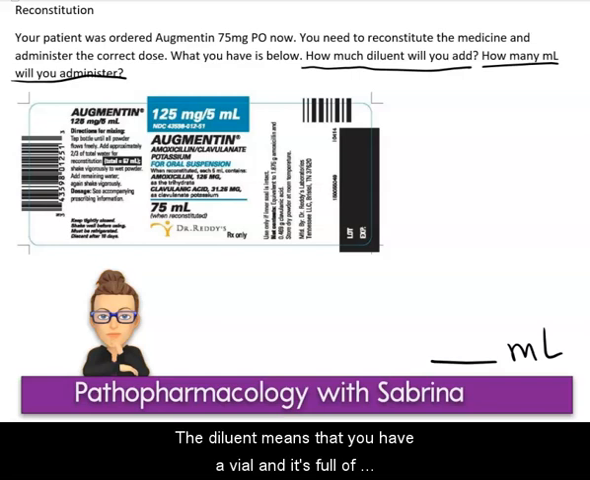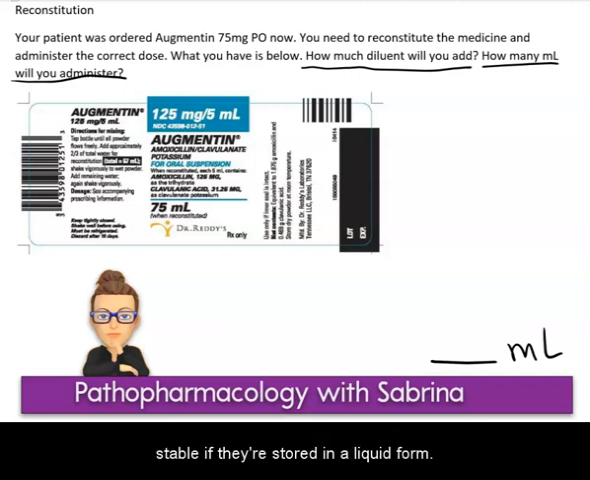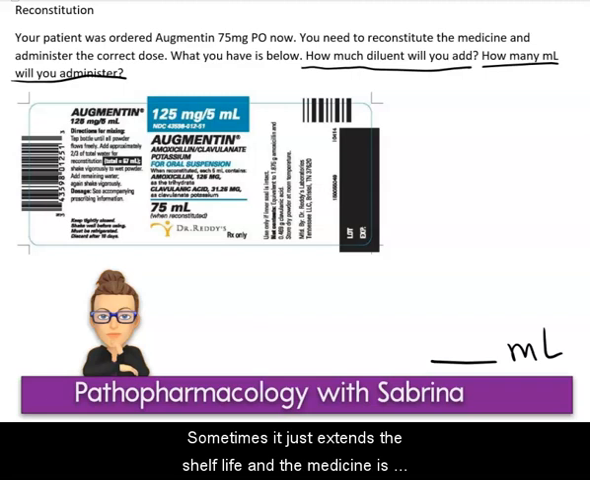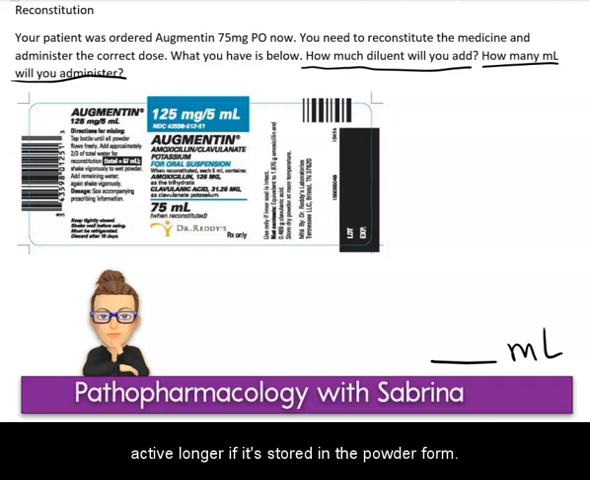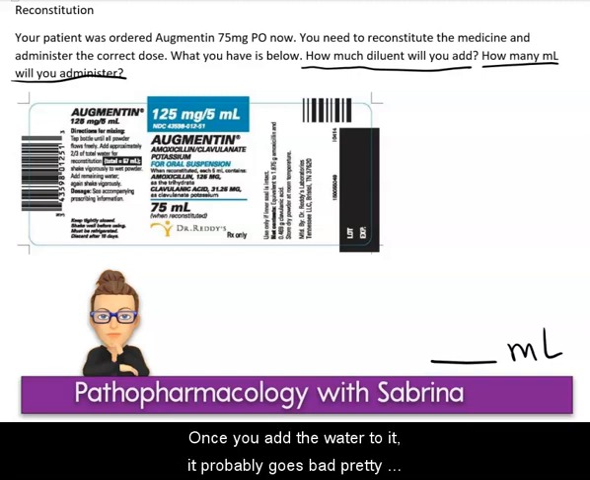The diluent means that you have a vial and it's full of powder, but you need it to be administered in a liquid form. So you're going to add the liquid. Some medicines are not stable if they're stored in a liquid form. Sometimes it just extends the shelf life and the medicine is active longer if it's stored in a powder form. And once you add the water to it, it probably goes bad pretty fast, typically. So we're looking at mixing.